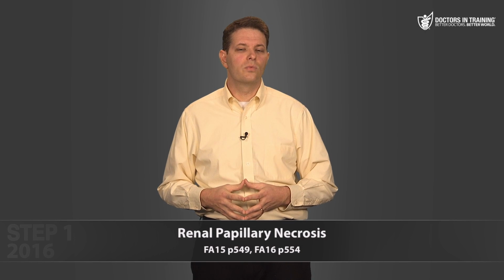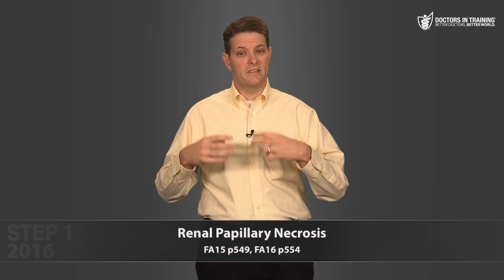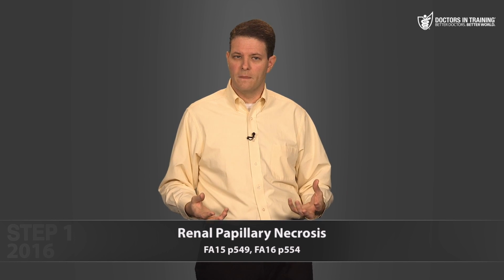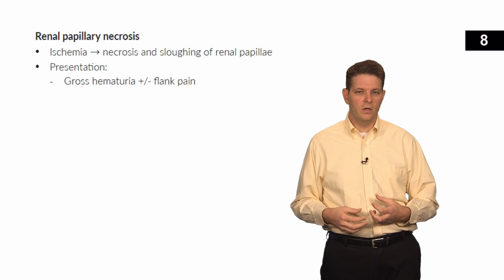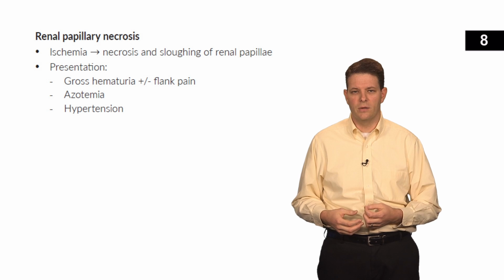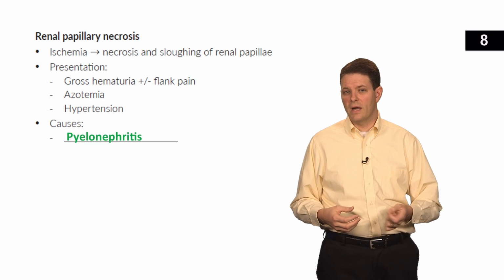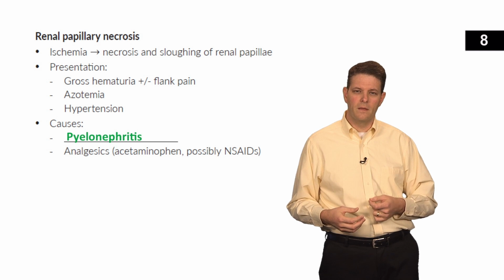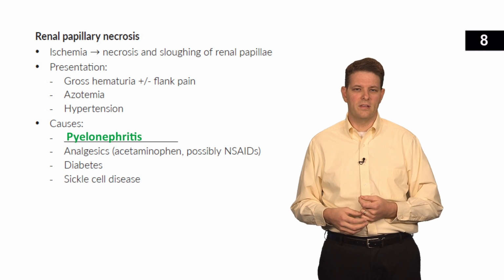Another renal pathology is renal papillary necrosis, where there's renal ischemia that leads to necrosis of the renal papillae, and then they slough off. This usually causes gross hematuria, which may or may not be associated with flank pain, and also azotemia and hypertension. It can be triggered by pyelonephritis, by the use of analgesics, especially acetaminophen and possibly NSAIDs, by diabetes and sickle cell disease.